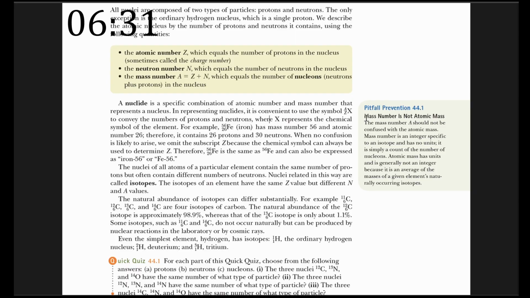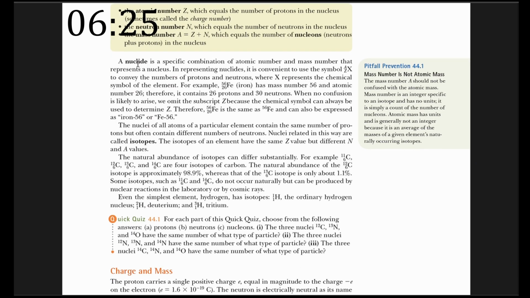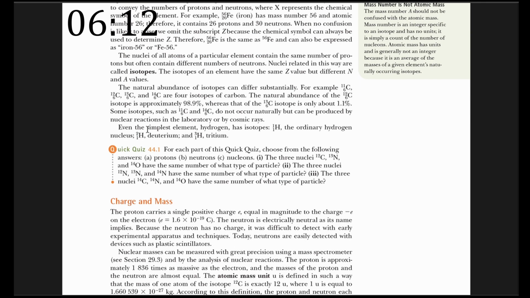Nucleons. Let's check this pitfall prevention. Mass number is not atomic mass. The mass number A should not be confused with the atomic mass. Okay, cool. The nuclide, and check this out. This little symbol here I've seen in periodic tables. X represents the chemical symbol of the element. For example, iron, and they show you some stuff related to periodic tables.